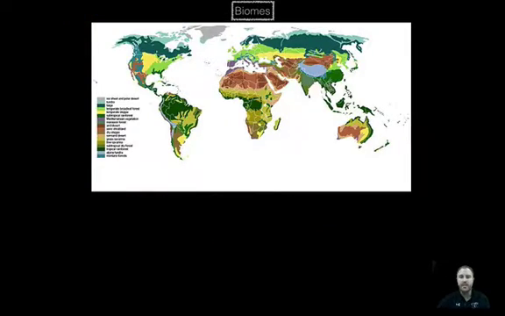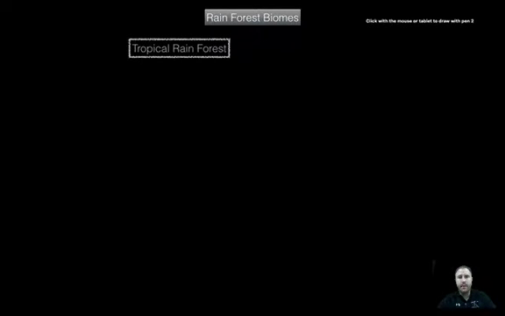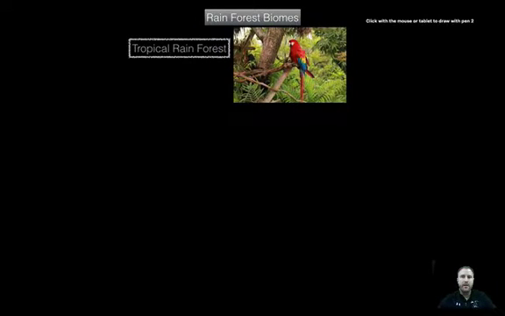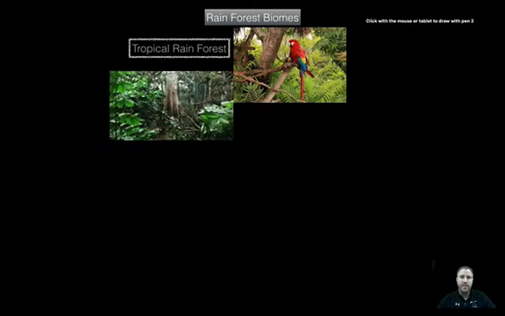So let's take a look at each one of the biomes. To start with, we're going to begin with the rainforest biome, which consists of two parts. One that you're familiar with is called the tropical rainforest. The tropical rainforest is found mostly near the equator. Because it's near the equator, it's going to receive a lot of rainfall due to evaporation. Because it gets the most sunlight there, there's a lot of direct sunlight, which results in evaporation and rainfall that falls back down into this area. It's going to have warmer temperatures, and it's going to be humid.